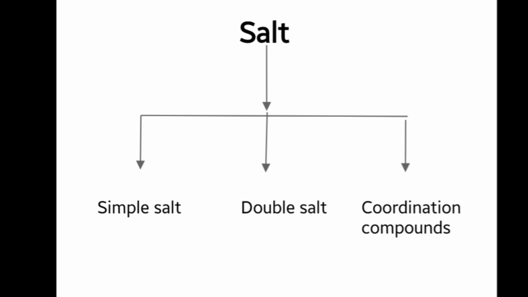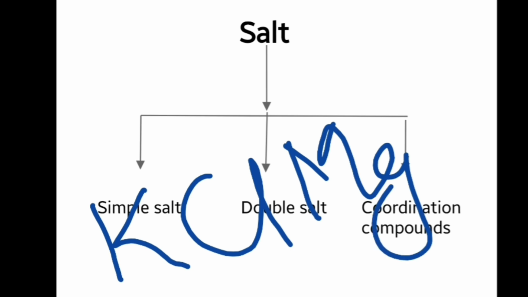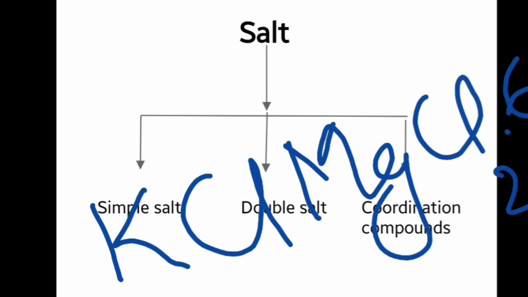Double salts are a mixture of two simple salts in equimolar proportion. Okay. For example, KCl.MgCl2.6H2O. This is an example of a double salt. In this, you have two different salts, one is KCl and one is MgCl2. These salts are present in equal proportion. 1 mole of KCl and 1 mole of MgCl2 will give you this particular kind of double salt.